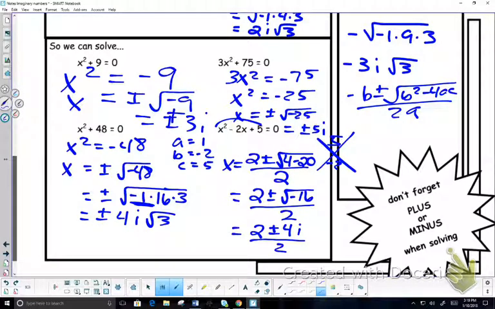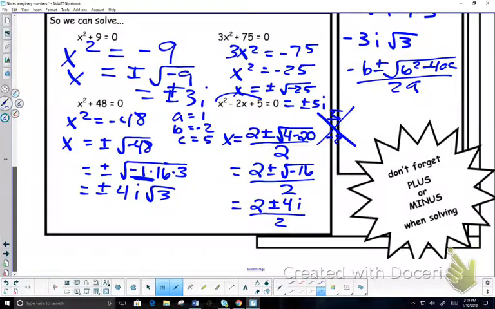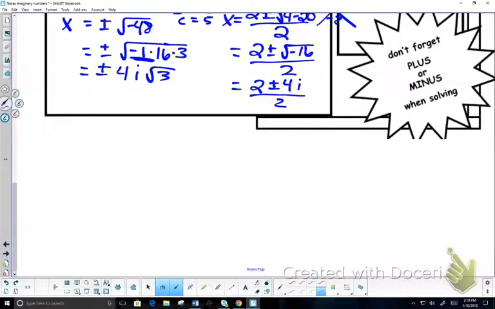Look at all 3 of those. Do they have anything in common? We can get rid of that 2 on the bottom. 2 will go into 2, 2 will go into 4. It has to be able to go into both. If it can't go into both, you can't do it. So 1 plus or minus 2i.